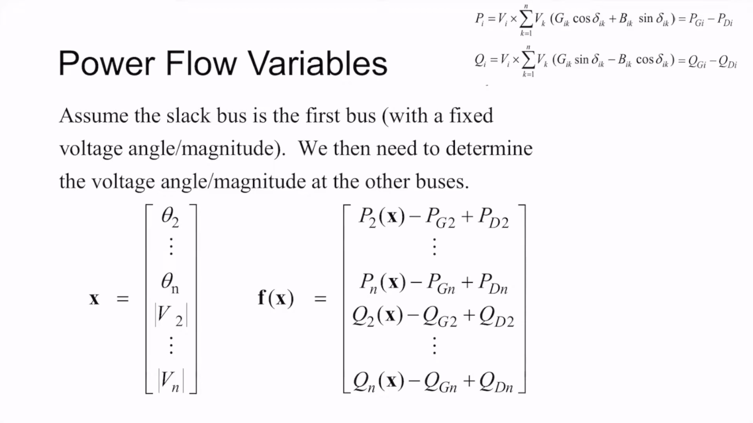Let's start by assuming we have one slack bus. The first bus, typically the slack bus, has fixed voltage magnitude and voltage angle. And we assume that all the rest of the buses are PQ buses, meaning we know P and Q, the active and reactive power.